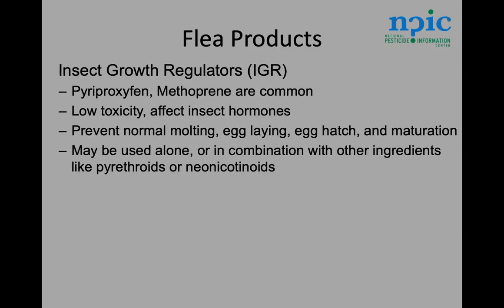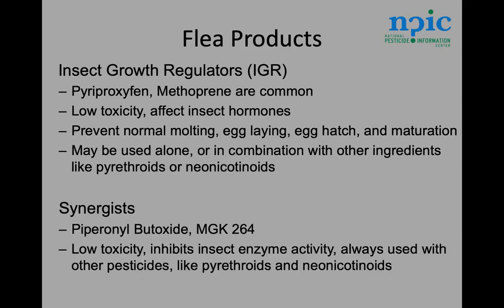Okay, so moving on to flea products, I'm going to speed through this a little bit more quickly because a lot of this information is kind of technical and it is available in a lot of different texts. So for flea products, you may see insect growth regulators listed on the label like pyriproxyfen and methoprene, and they're pretty low in toxicity. You may see synergists listed on the label like piperonyl butoxide and MGK 264. They're also pretty low in toxicity.